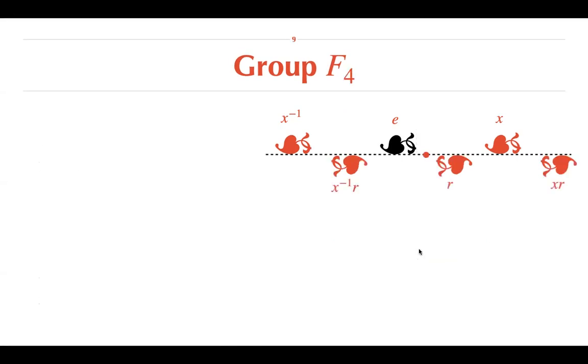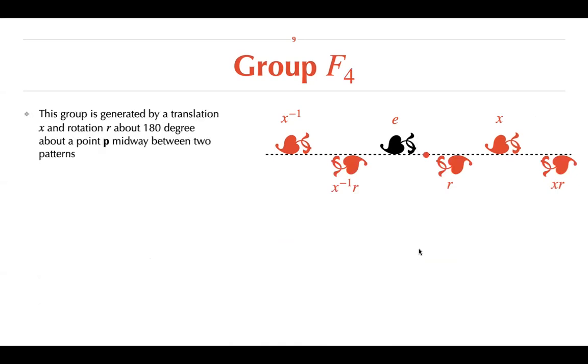Now the fourth one. The fourth one is a bit tricky because it involves the translation that we have been talking about from the group F1, but it also involves a rotation. Let's say you consider this as the point P. You rotate this thing by 180 degrees, either this way or this way, and you will get the same.